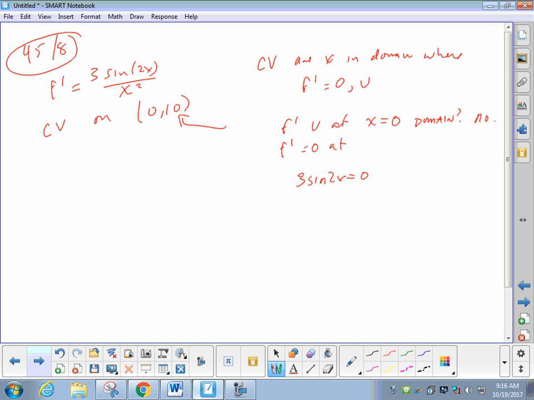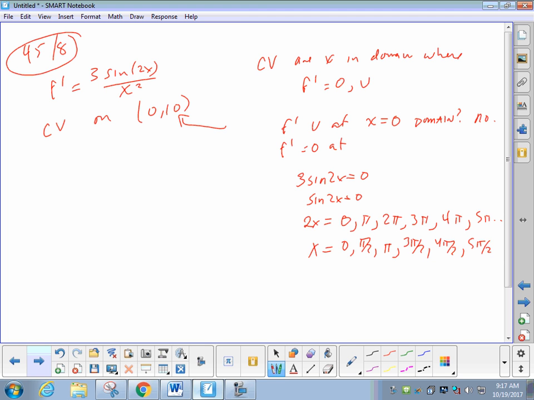Let's bust out those trig skills, shall we? Sine of 2x equals 0. Where is sine equal to 0? Give me lots of points. 0, pi, 2 pi, 3 pi, 4 pi, 5 pi, and so on. So if that's what 2x needs to be, then it would be at x of 0, pi over 2, pi, 3 pi over 2, 4 pi over 2, 5 pi over 2, so on.